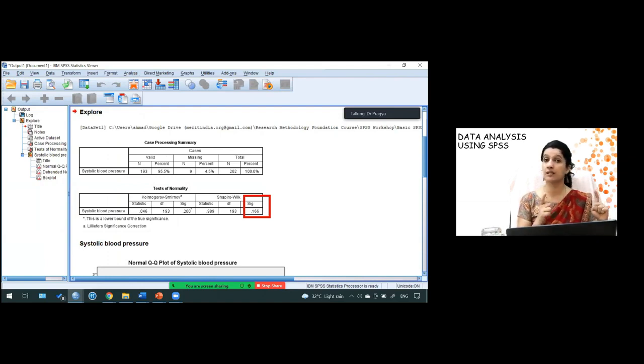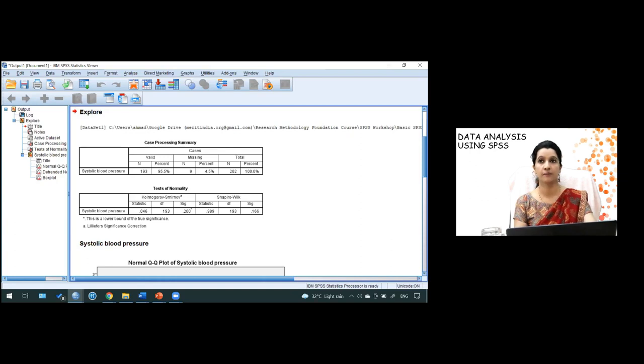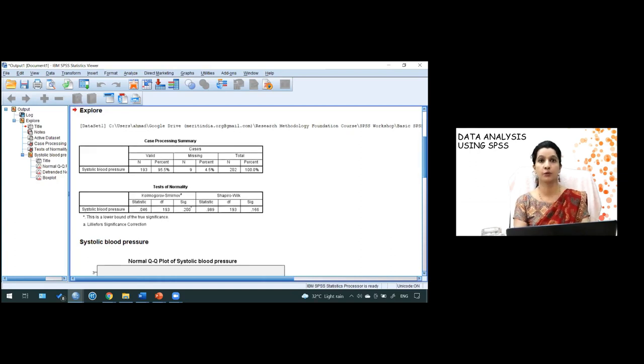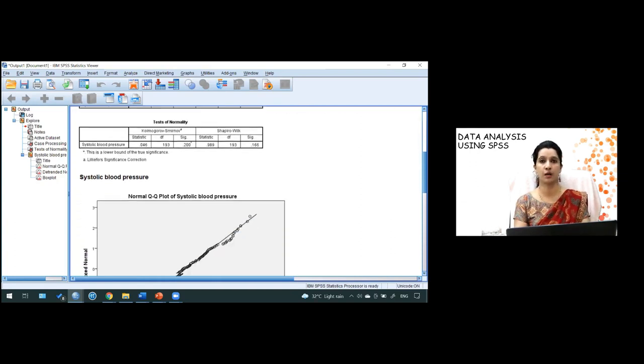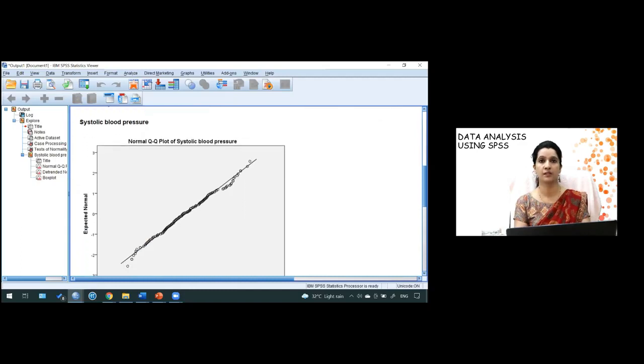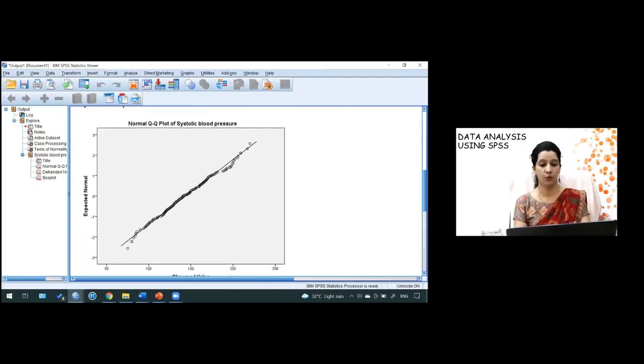But since this is a sample size which is more than 50, it is not desirable to use this Shapiro-Wilk value. Rather, I will use the QQ plot. If you go down and look at this, you can see that most of the points lie across this oblique line. Can you see this?